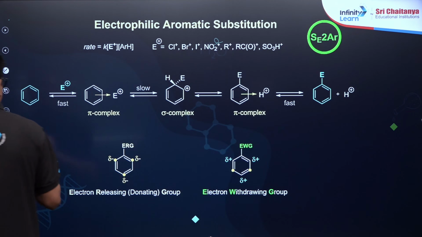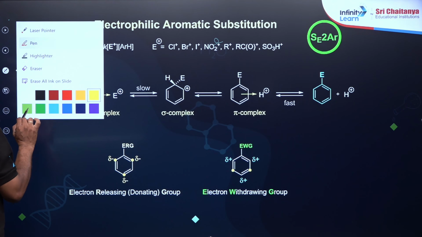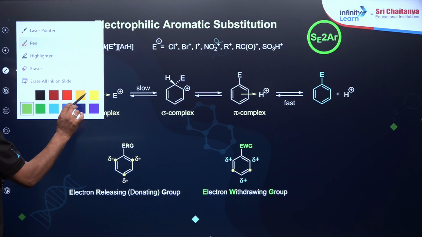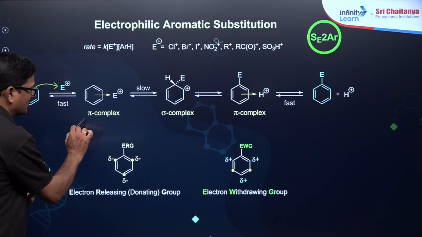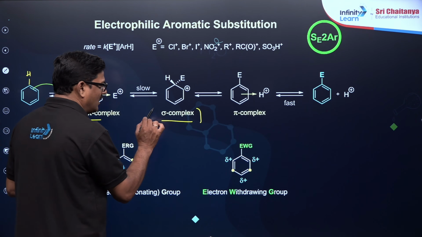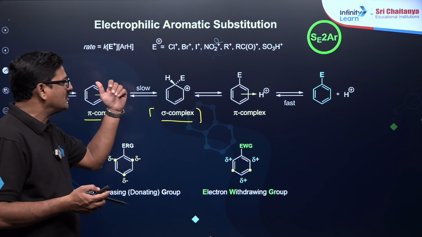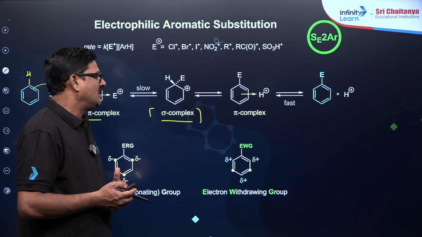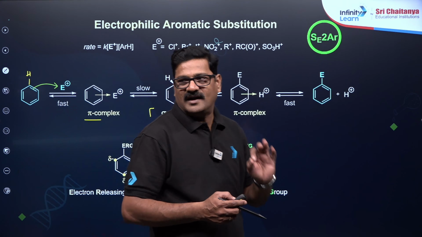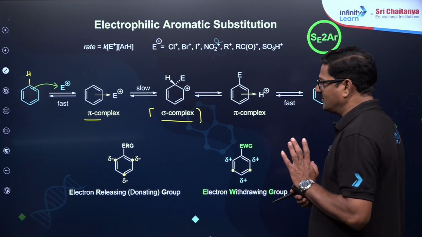So the electrophile, let us assume this is hydrogen for convenience, attacks these pi electrons, and you are going to get a pi complex and then a sigma complex first. This sigma complex is the intermediate. This is going to be resonance stabilized, and again this proton is lost to give the electrophilic aromatic substitution reaction, and this sigma complex is very important.